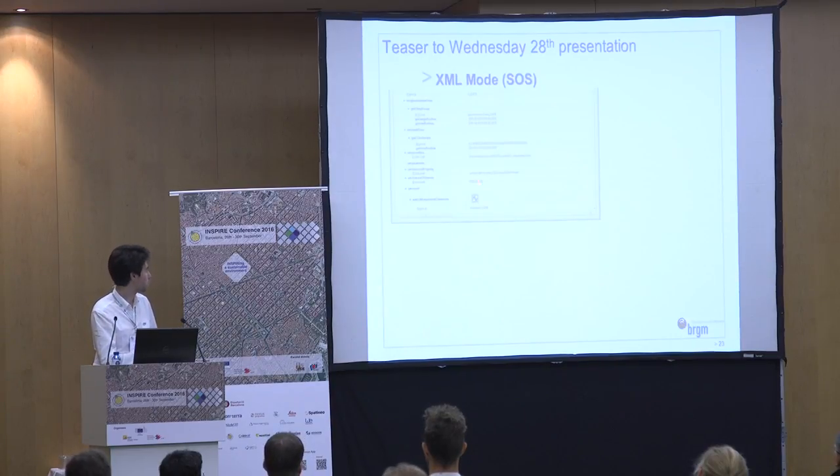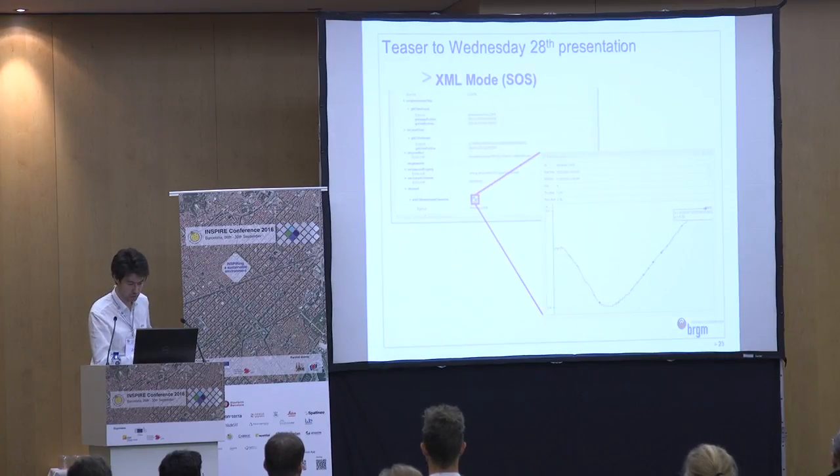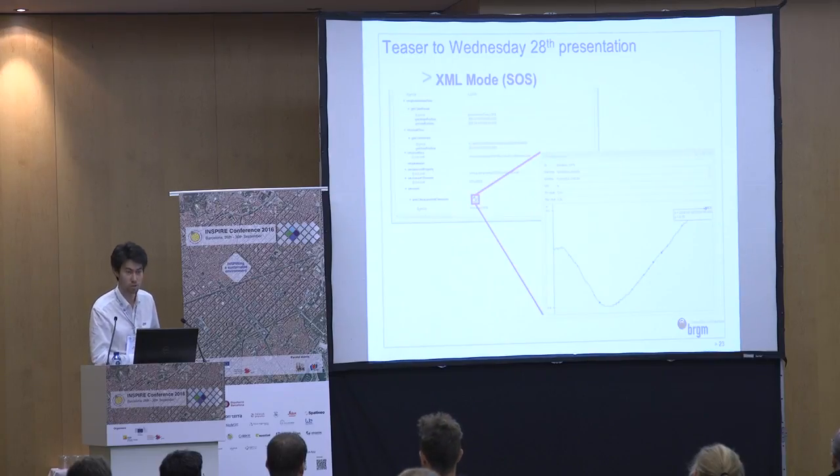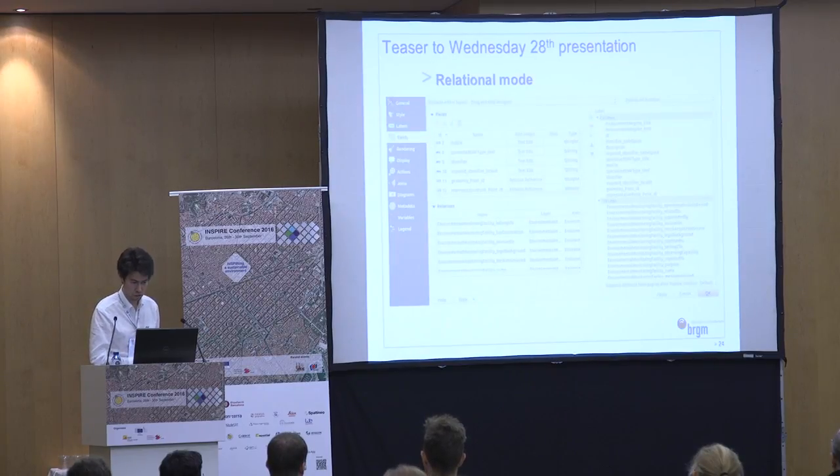And well, the XML mode also works for the sensor observation service. As you can see, if we have some measurements, observations that are provided, we also have a tool that can give a linear representation of this time series. So this is something that our domain colleagues really like. And also we have a relational mode that enables linking data together. So you can see here the different links between the data, and this enables the user to go from data to data if they are linked.